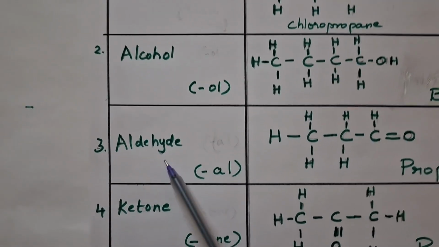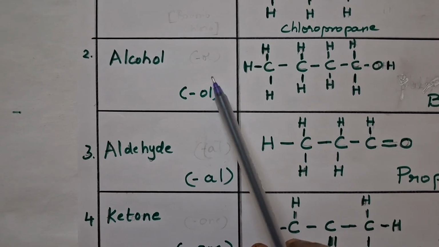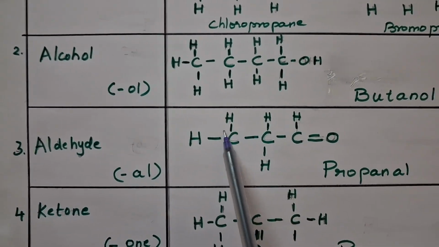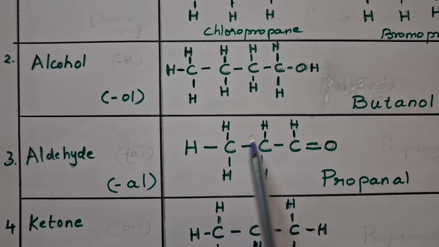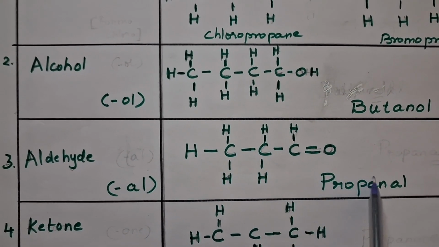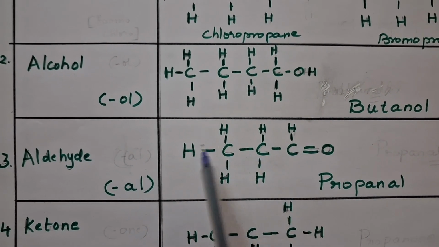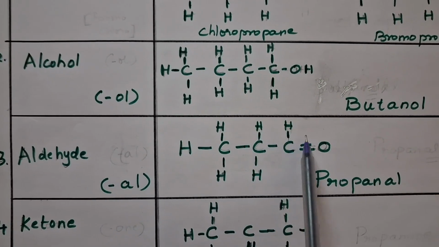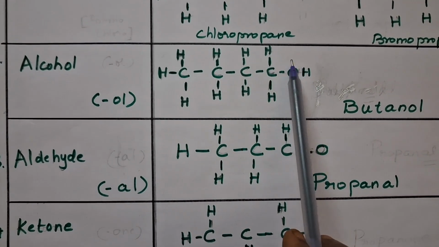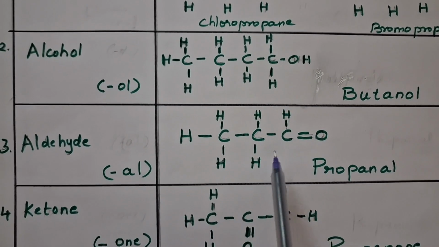Similarly, in the case of aldehyde you will get AL, whereas in alcohol it is OL. So here 1, 2, 3. Similarly, meth, eth, prop. So it is propanal, AL, and you find a double bond O here. In the case of aldehyde, a double bond O is there. That is the indication. Alcohol has a single bond OH, whereas in the case of aldehyde it is double bond O.